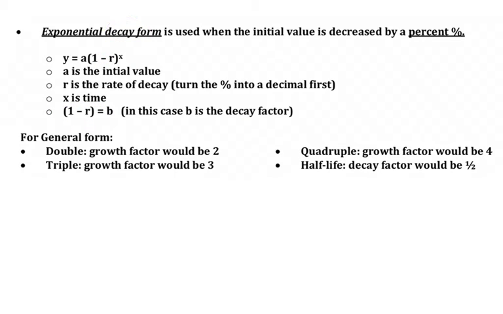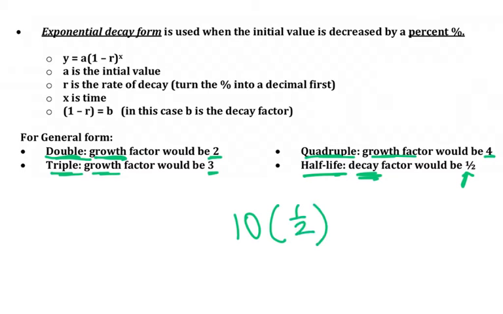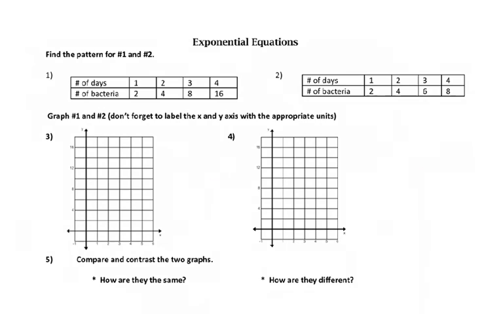Now, when we're dealing with exponential equations, a lot of times we'll have some special words that give us clues. If something is doubling, that means it's growing at a factor of 2. If it's tripling, it's growing at a factor of 3. Quadrupling, growing, factor of 4. If we say half-life or half, it's decaying or getting smaller, but the factor would be 1/2. Notice it's not negative 1/2, it's 1/2. So if you say 10 and it's decaying by a factor of 1/2, then one cycle is going to give me 5. So it's getting smaller.